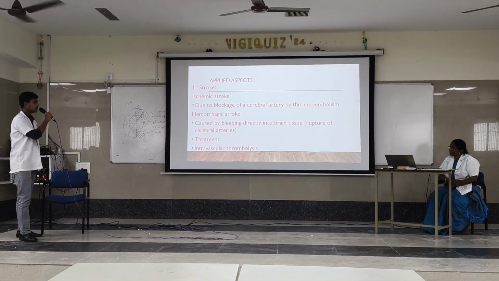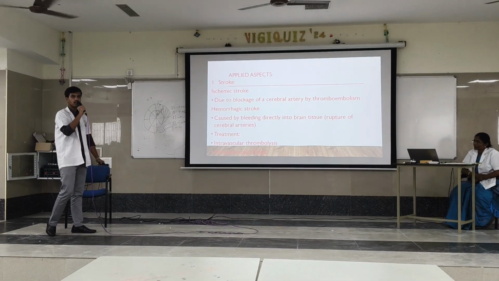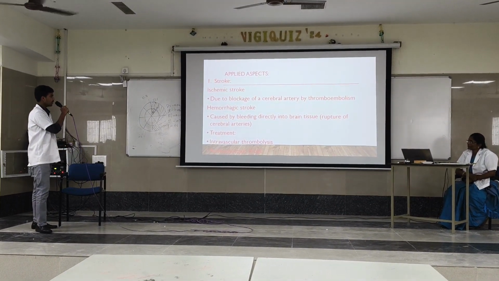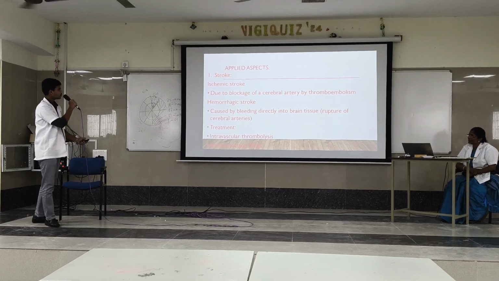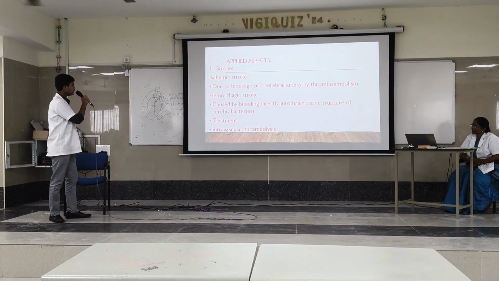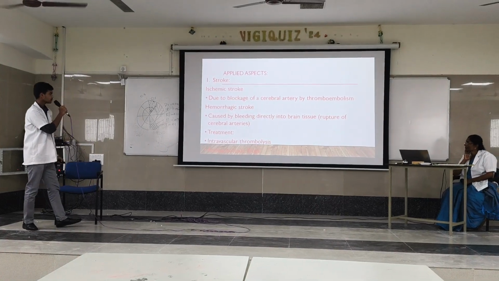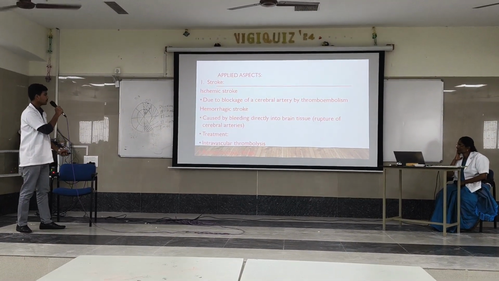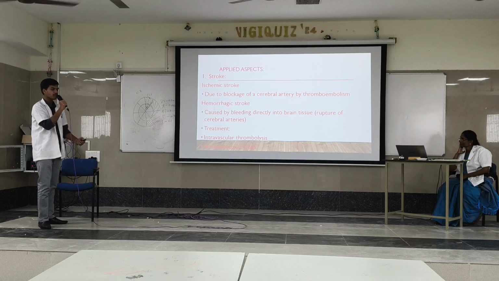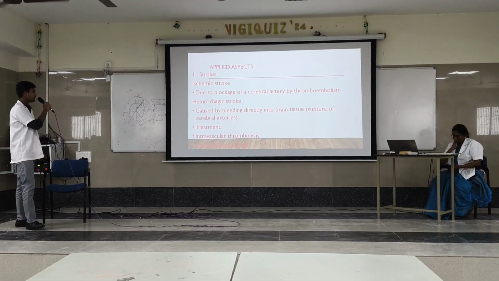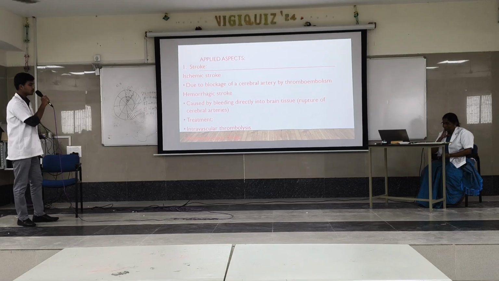Coming to applied aspects, here we are going to talk about two main points. The first one is stroke. Stroke is of two types: ischemic stroke and hemorrhagic stroke. In ischemic stroke, there is blockage of a cerebral artery by thromboembolism. In hemorrhagic stroke, it is caused by bleeding directly into brain tissue, which may be due to rupture of cerebral arteries. The treatment for this is intravascular thrombolysis and excitotoxic drugs.